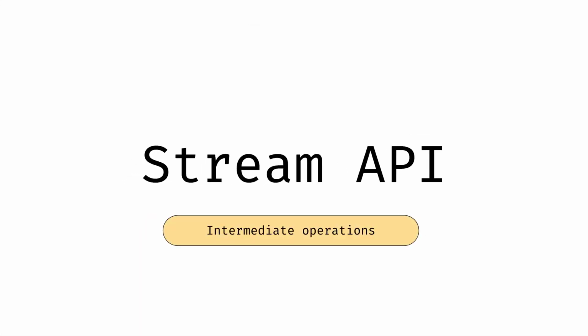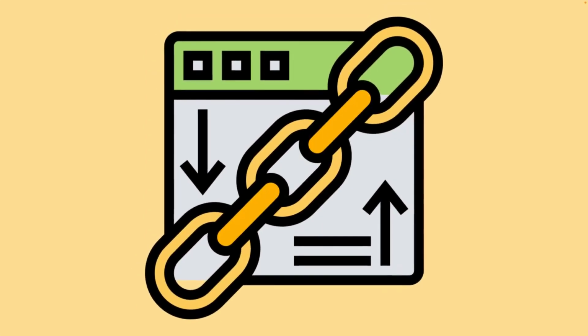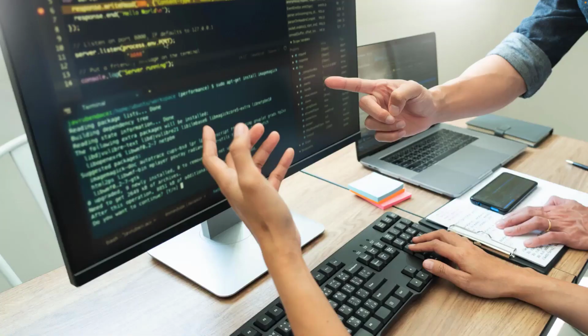In this video, we'll explore intermediate operations in the Stream API. These operations can be used to modify or filter elements in the stream before the terminal operation is called. Intermediate operations are optional and can be chained together in the stream pipeline. We'll cover some common intermediate operations and demonstrate the usage with practical examples in IntelliJ.